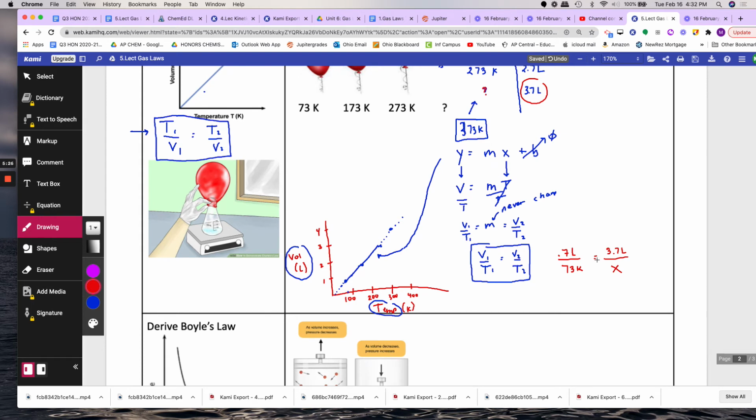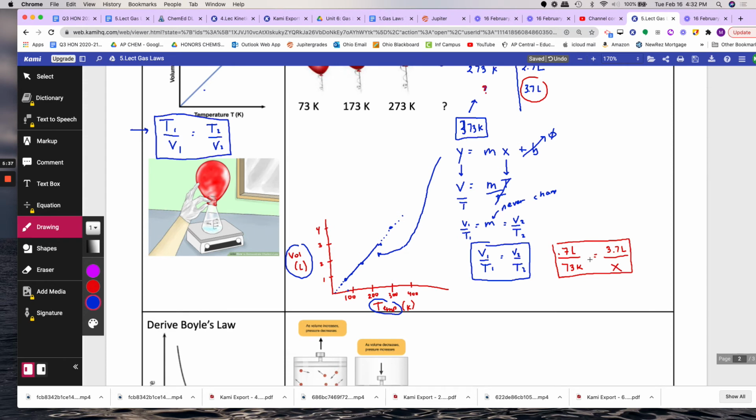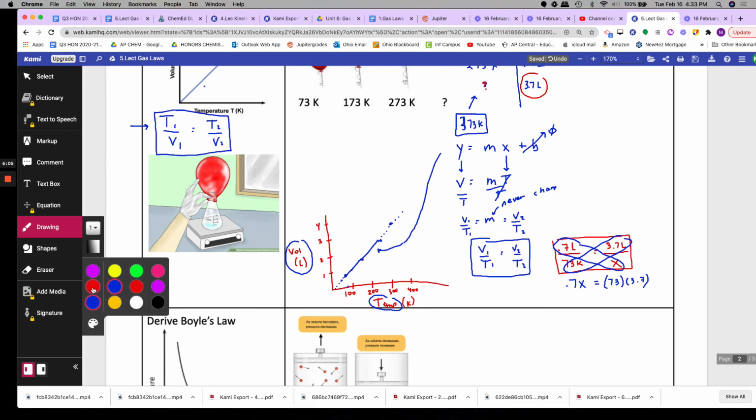So to solve this problem, a lot of students will divide by 3.7 on both sides. That's absolutely wrong. If you do that, you will get 1 over X. The easiest way to do this is to cross multiply and divide. I'm going to drop the units for now just to make it simple. 0.7 times X is equal to 73 times 3.7. So cross multiply. After you do that, you can divide by the 0.7.